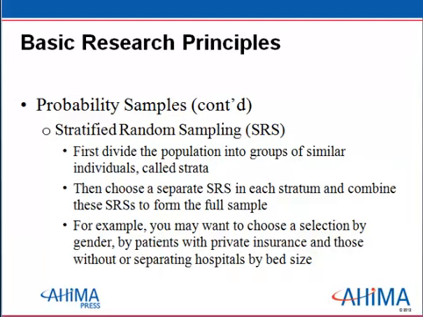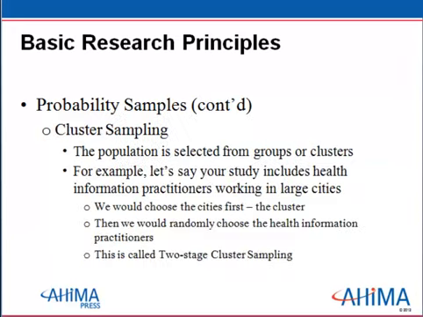Stratified random sampling. To select a stratified random sample, divide the population into groups of similar individuals. Choose a separate simple random sample for each of those groups, and then combine the random samples to form the full sample. For example, you may want to choose a selection by gender, by patients with private insurance and those without, or separating hospitals by bed size.